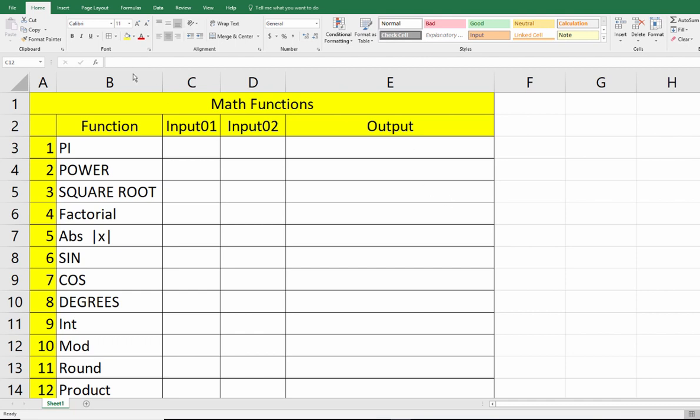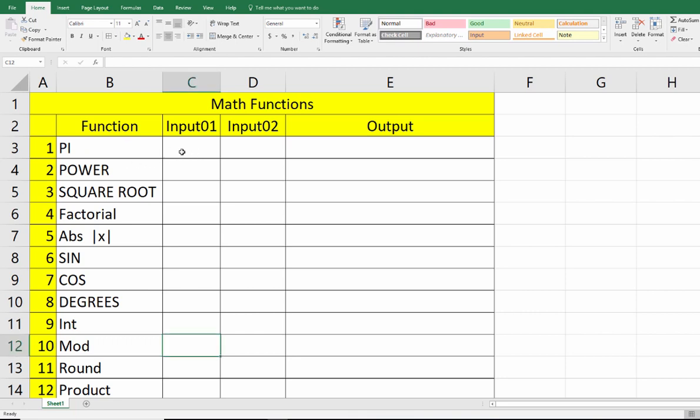Today we will talk about math functions and we will have a look at these math functions. As you see, there are 12 functions here. There are a lot, but I would just prefer to teach these parts because these are the most common ones that you can use in the spreadsheet.